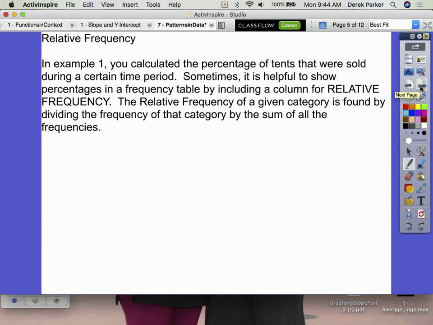Sometimes it is helpful to show percentages in a frequency table by including a column for relative frequency. The relative frequency of a given category is found by dividing the frequency of that category by the sum of all the frequencies.